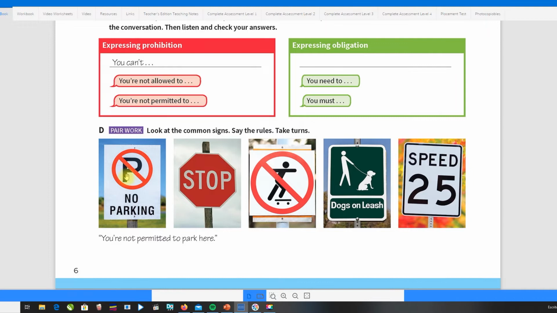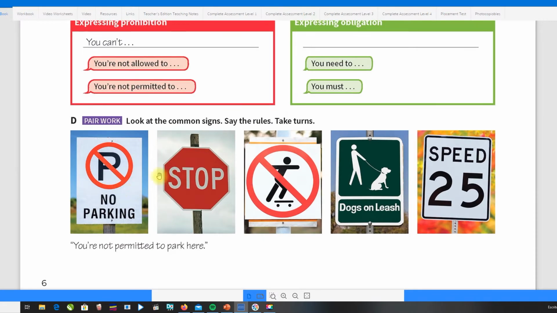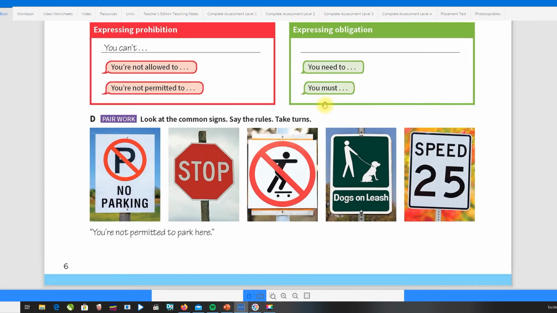Now, here we have some pictures, all right, some signals. And now, let's talk about the first one. It says no parking. So, using these expressions, we can say you are not permitted to park here. Okay, you are not permitted to park here. Using this other signal, stop. Well, this is an obligation. So, you can say you must stop here. You have to stop here. All right? And then you can continue with the rest of the pictures.